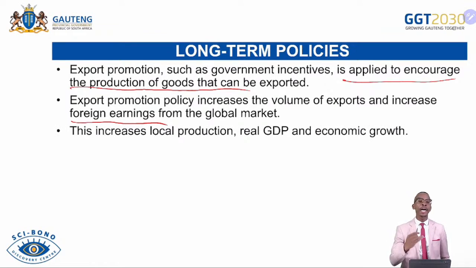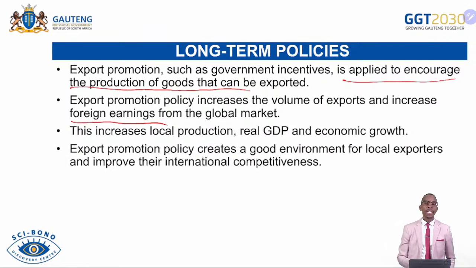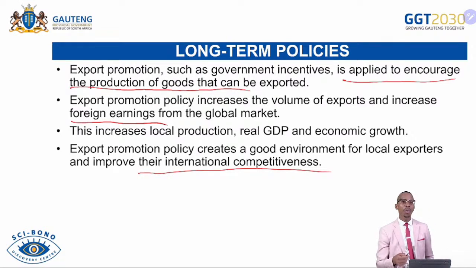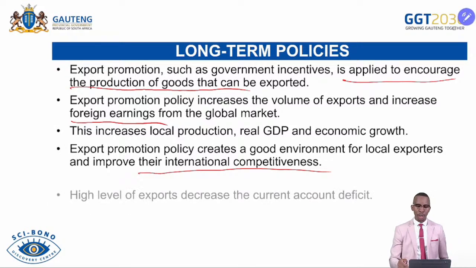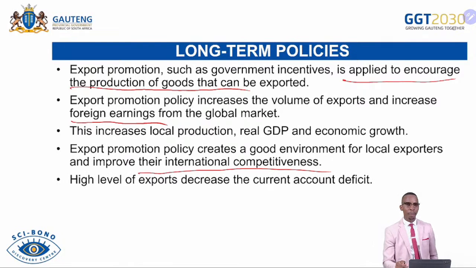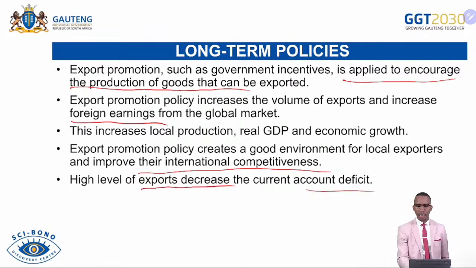Remember, the increase in exports automatically strengthens the trade balance. Our trade deficit might be reduced because exports are increasing. So export promotion creates a good environment for local exporters to improve their international competitiveness abroad. If there is export promotion in place, our local firms are able to be very competitive abroad because the government is supporting them to compete openly in the global market, even though depending more on the government is a problem, but that will be discussed under the topic of export promotion. So a high volume or level of exports decreases the current account deficit.